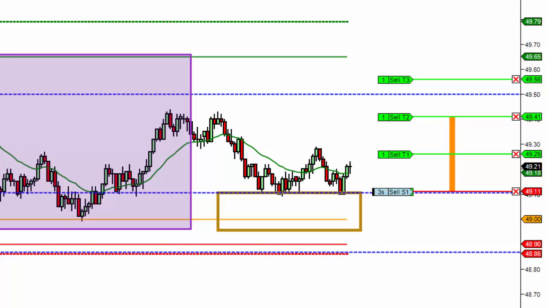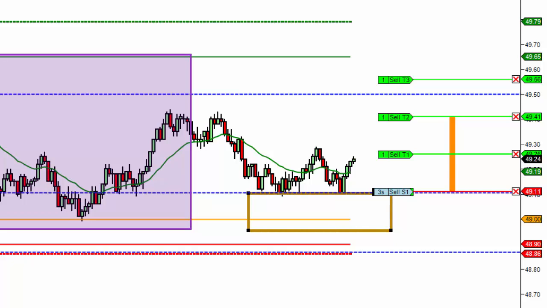This is the third time I get in, and this is again 49.11. Price comes back down, takes me out. I think it's going to test this high here at 49.41. That's why I keep going. This is the third time. Now I'm ahead 15 ticks on the first trade, a scratch on the first trade, 15 ticks on the second trade.